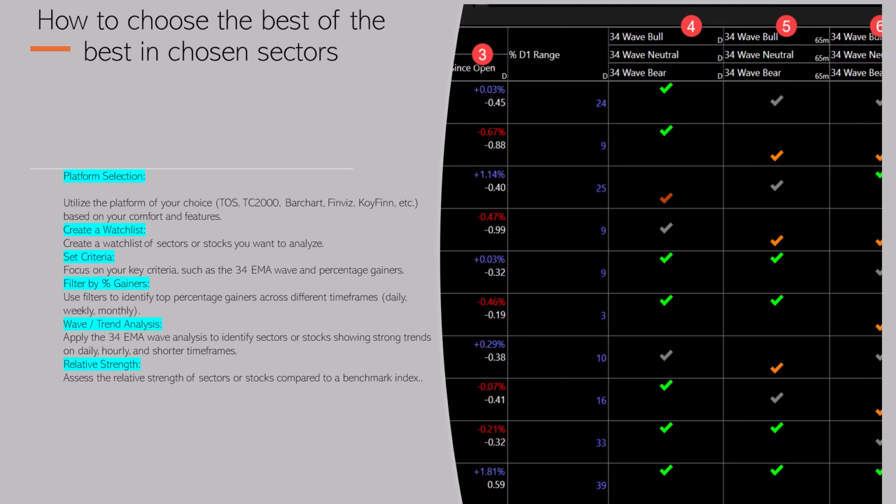And then I set criteria, which for me is like the 34 wave and percentage gainers. I look at those to see which ones are the most bullish and which ones are moving up the greatest over the week, 2 weeks, and month. And then the wave analysis is always showing me the trend. If I have stacked EMAs, then I know that I have momentum also on my side. And the relative strength benchmark I'll use is the SPY, QQQ, Diamonds and IWM.